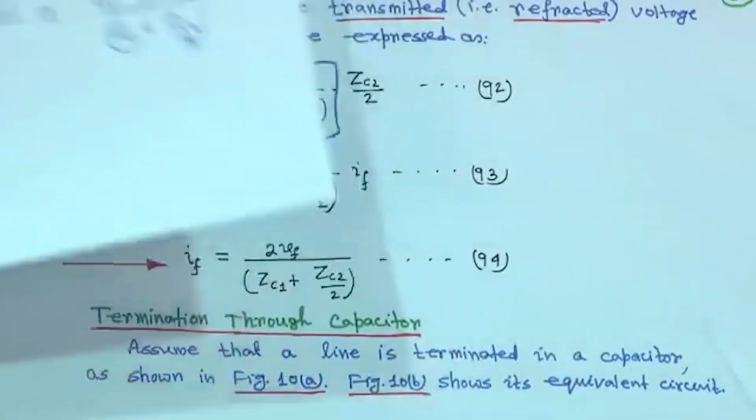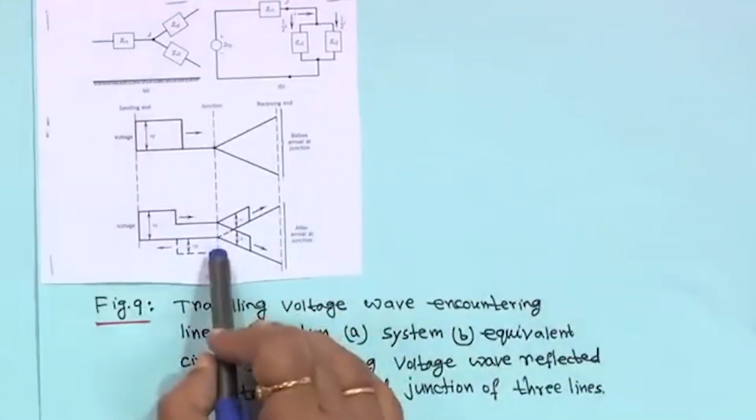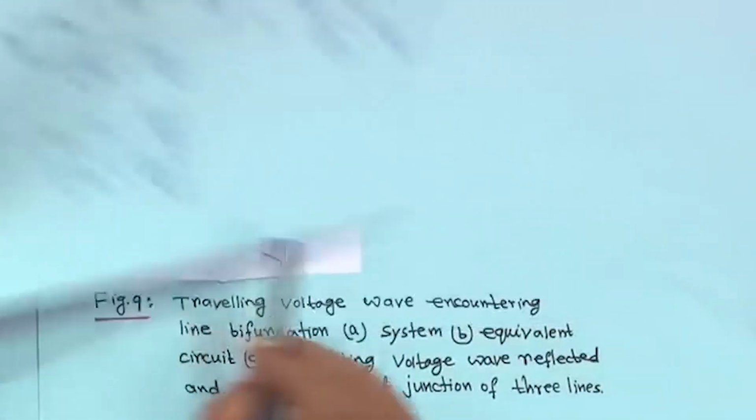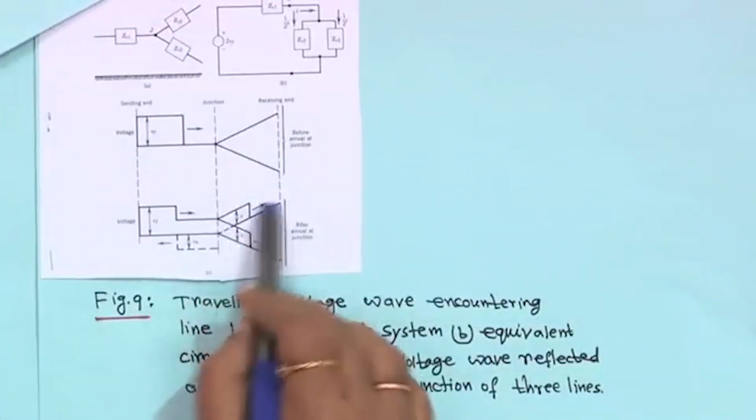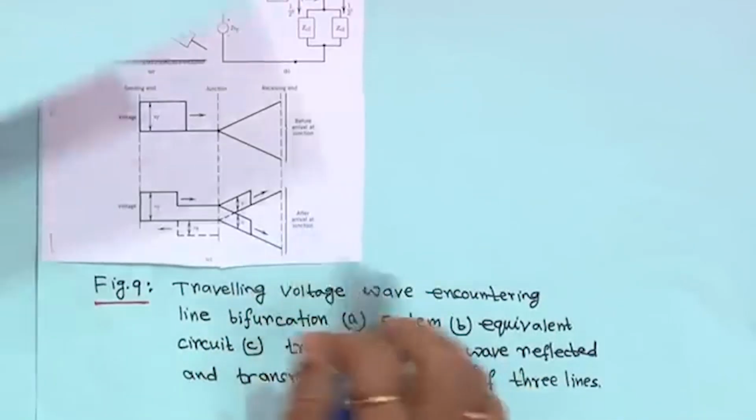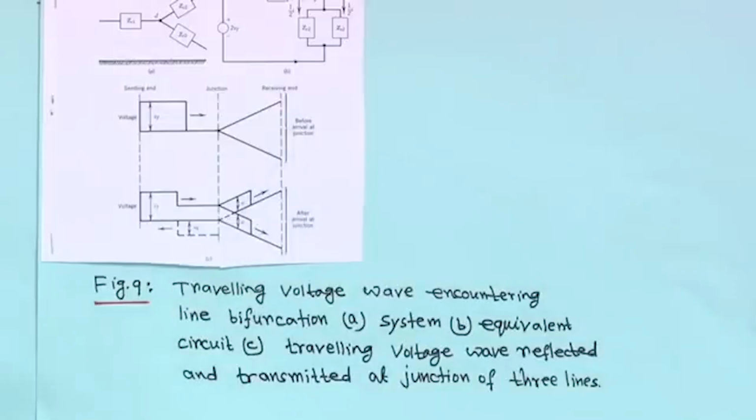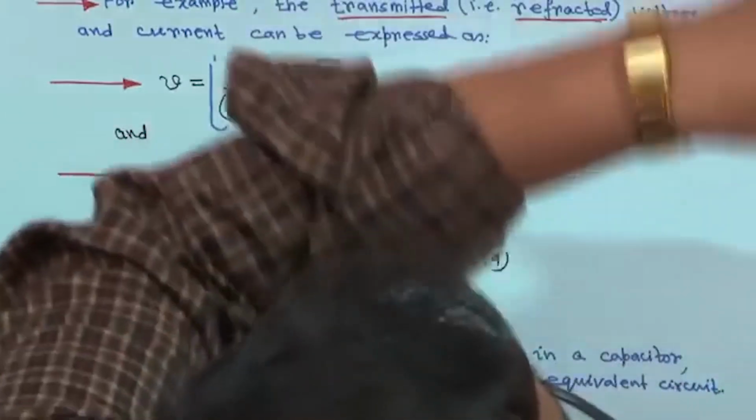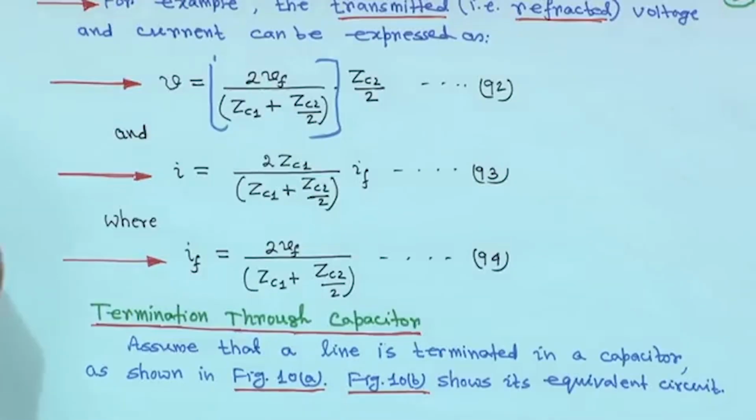That is why in this graph, figure B, you see this is minus Vb, because of this minus sign, and this is your V, the transmitted or refracted wave. This is after arrival at the junction. Next is termination through a capacitor.